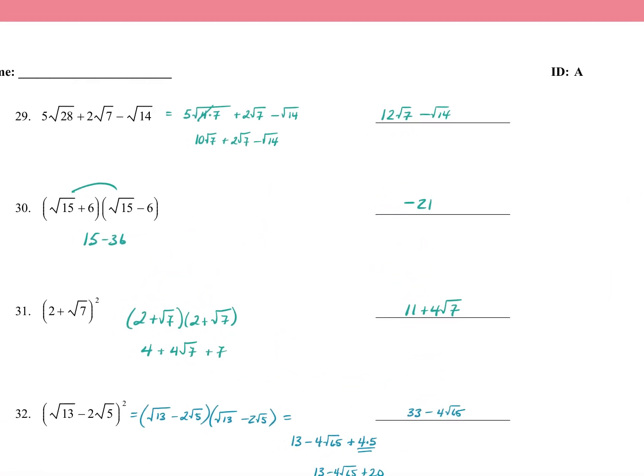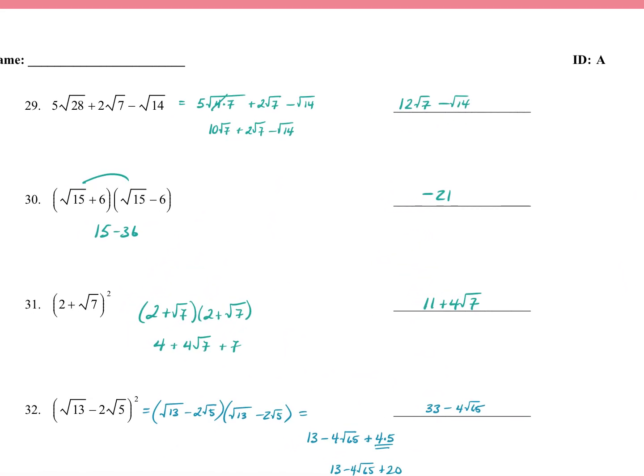29, 12 root 7 minus root 14. 30, negative 21. 31, 11 plus 4 root 7. 32, 33 minus 4 root 15. Questions on any of those?